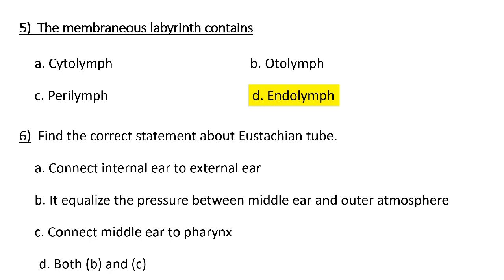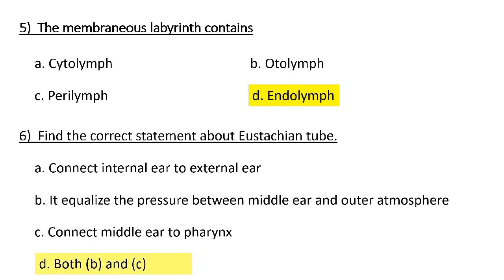Question number 6. Find the correct statement about Eustachian tube. Option A, connect internal ear to external ear. Option B, it equalizes the pressure between middle ear and outer atmosphere. Option C, connect middle ear to pharynx. Option D, both B and C.